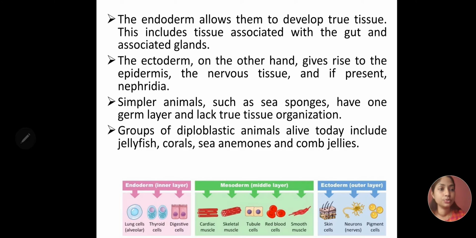In this image, I have tried to differentiate the three layers: endoderm, mesoderm, and ectoderm, and the tissues which are derived from them. The endoderm gives rise to lung cells, thyroid cells, and digestive cells. The mesoderm gives rise to mostly muscles like cardiac muscle, skeletal muscle, smooth muscle, and along with it, it is also responsible for the formation of RBCs and tubule cells. And the ectoderm gives rise to skin cells, neurons, and also the pigment cells. So this is just an example. There are other cells which are derived from these layers, but these are the major ones.